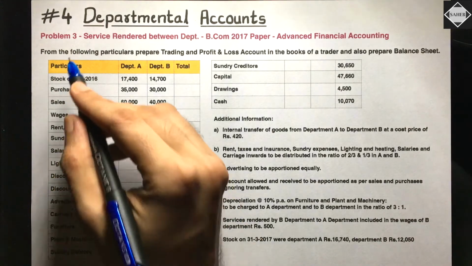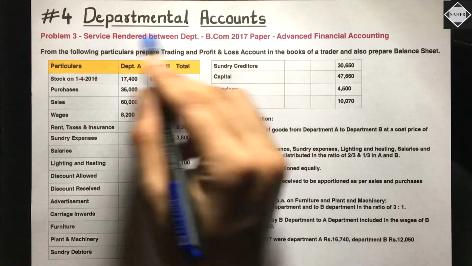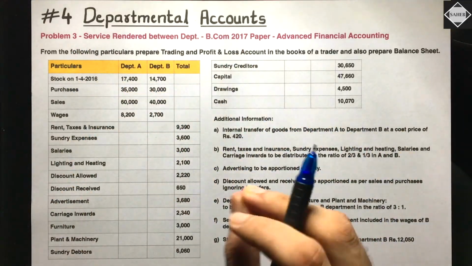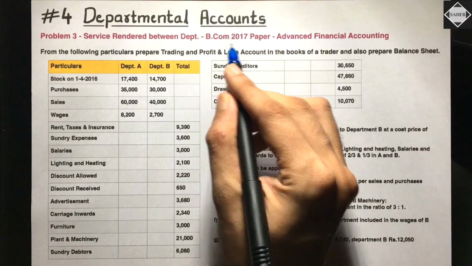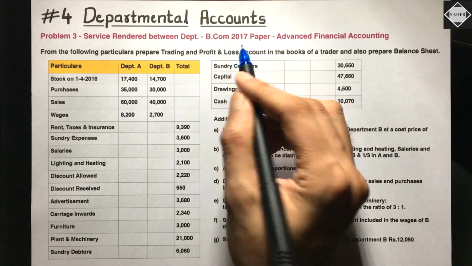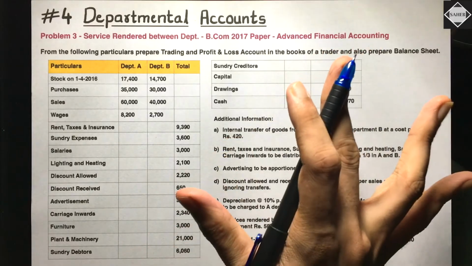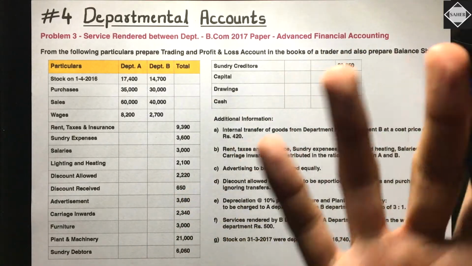Today in this fourth video of the Departmental Account chapter, we are going to solve this problem of Departmental Accounts which was asked in Bangalore University's BCom paper in 2017, right? I know it's an old question, but understand, recently all questions were very simple.